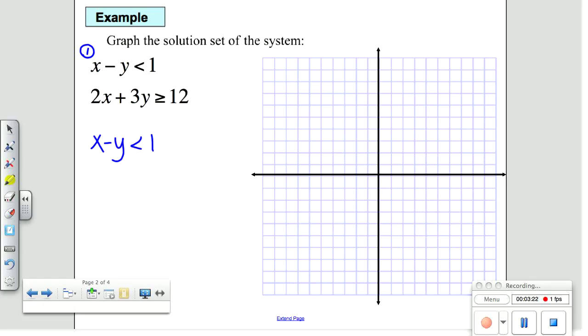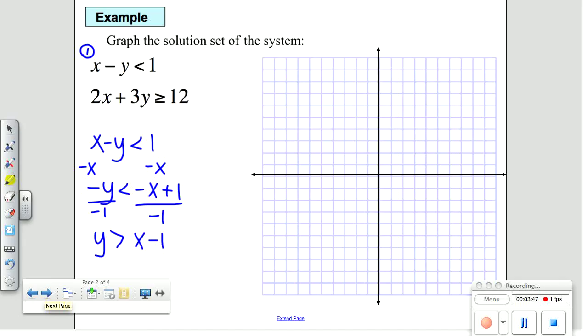Now, I'm going to add a y to both sides. Actually, I'm going to do it a different way just to show you an extra step. I'm going to subtract an x from both sides, and then I'm going to divide by negative 1. The reason I did it this way is I want you to remember if you divide an inequality by a negative, you have to flip the sign. So this actually becomes y is greater than x minus 1.